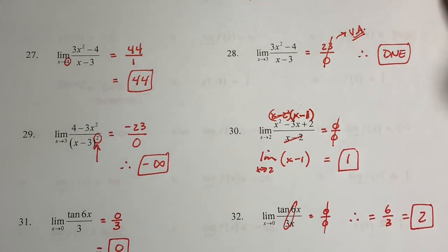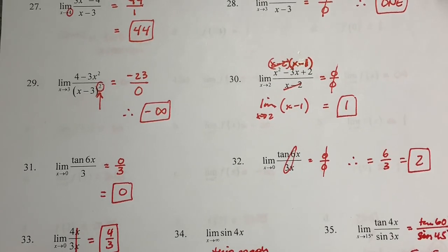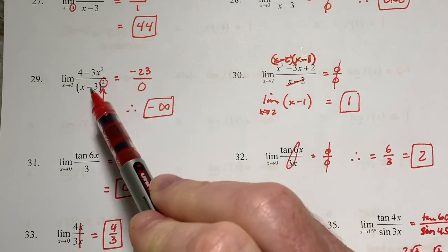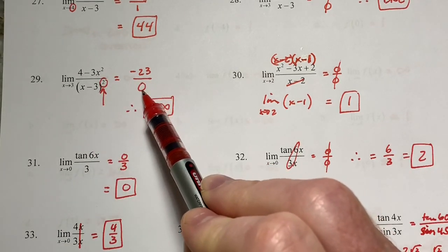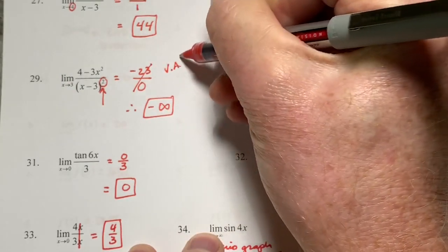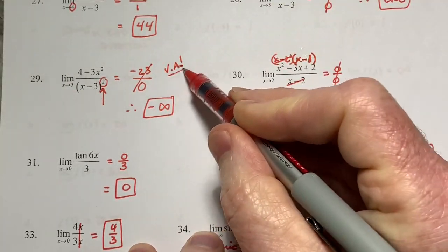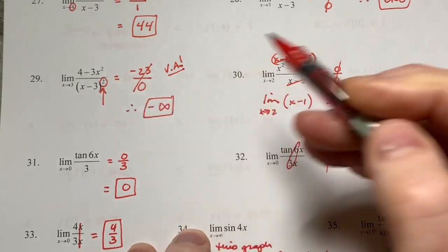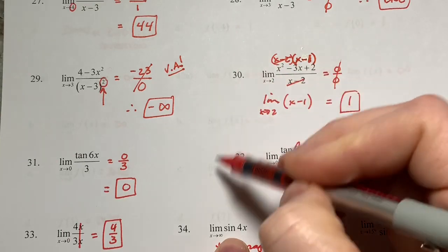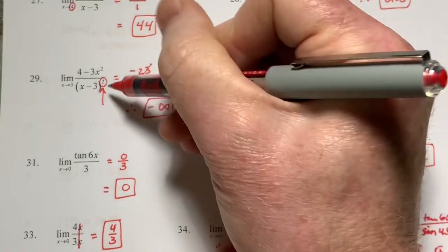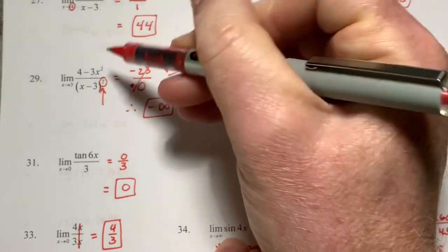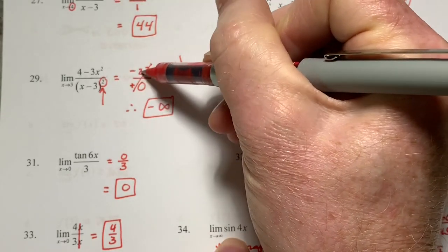All right, looking at 29 and 30. 29, again, I'm plugging the 3 in, the top and the bottom, and I get negative 23 over 0. So I know that that's not an answer. I know that there's a VA here, right? And if there's a vertical asymptote and the bottom is squared, it must be going in the same direction. Now, which direction is that? Infinity or negative infinity at this VA? Well, the bottom is guaranteed to be really close to 0, but positive. The top is going to be really close to negative 23.